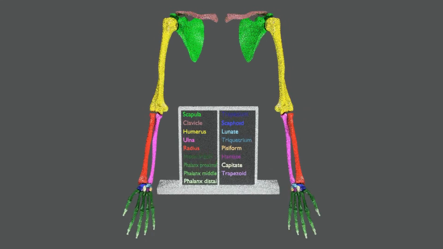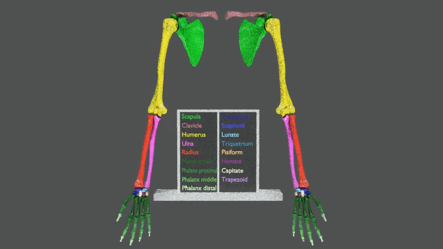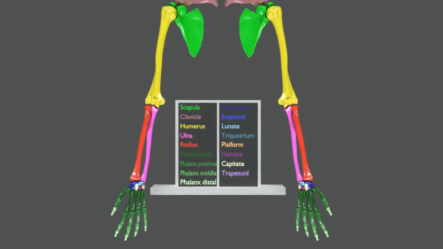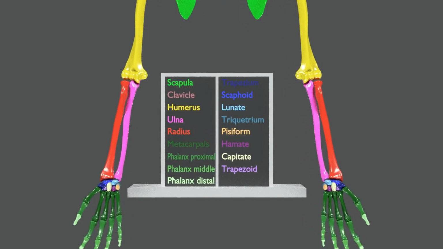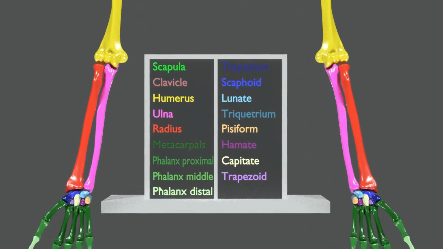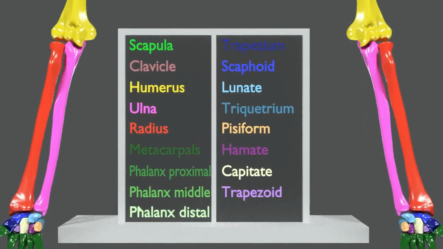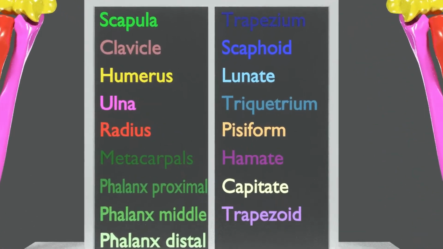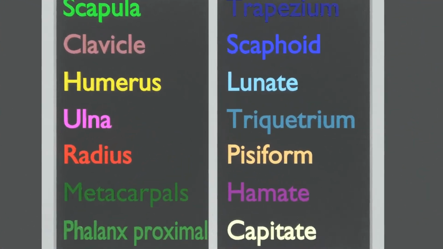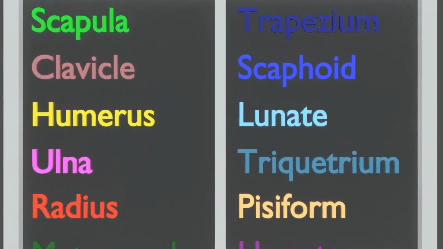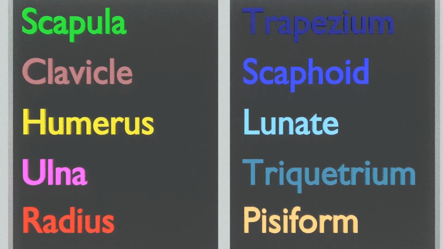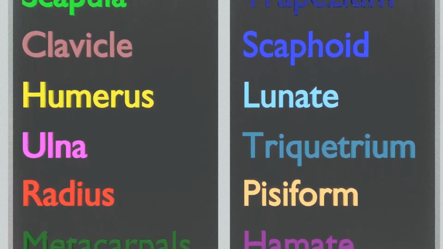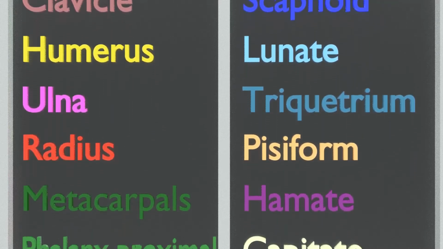Welcome viewers. Today in this video, I am going to show you the bones of the upper limbs with girdle in a color coded fashion to make the bones more discernible for better understanding. This color coded list shown here is according to the color of the bone present in this model. Different colors show different bones in this model.